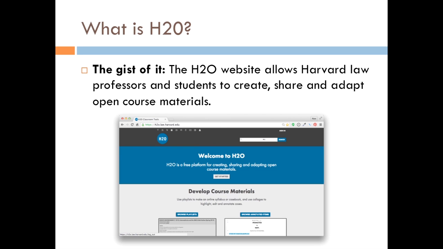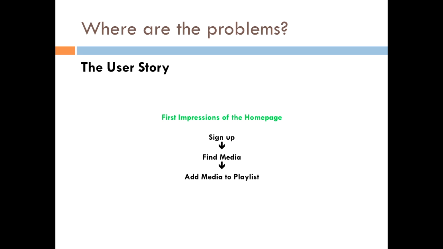H2O allows Harvard Law professors and students to create, share, and adapt open course materials. My heuristic analysis and user testing was built around a sequence of core user tasks: first impressions, sign up, finding media, and adding media to a playlist.